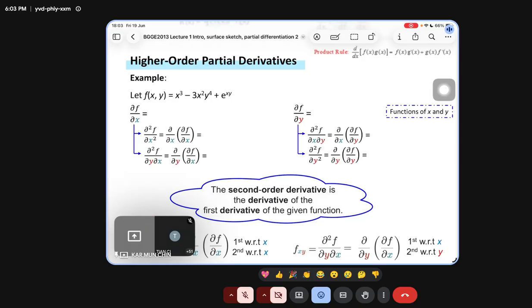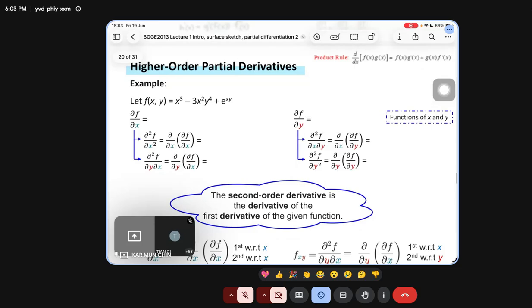Okay, so for today, we'll continue with higher order partial derivatives. If you look at the example over here, can you see or not?